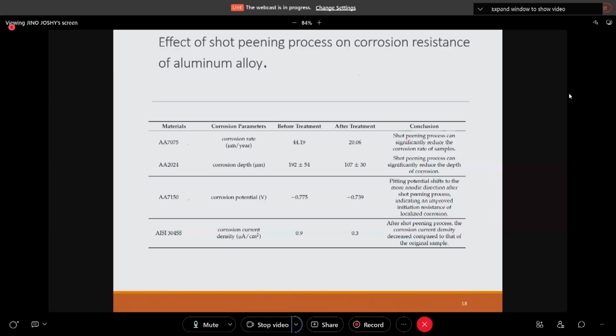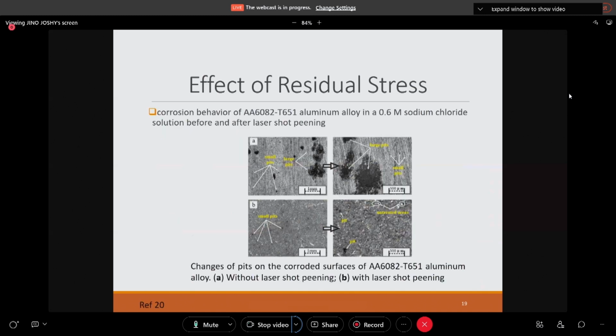So these are some literature. It will be how the corrosion properties of the laser shot peened sample are improved, that I just noted down. Then what is the impact of residual stress on these corrosion properties?